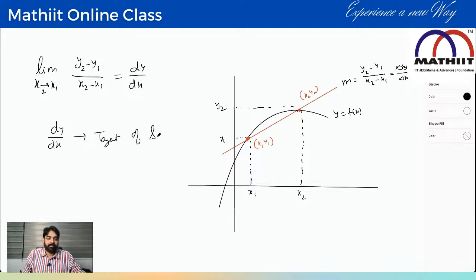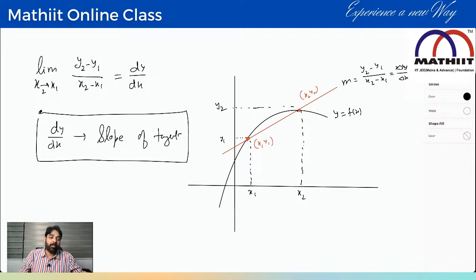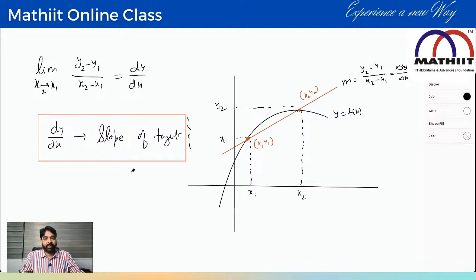Slope of tangent. Sorry, I thought wrong. Slope of tangent. So dy by dx is the rate of change of y, but rate of change of y is nothing but the slope. That's why dy by dx represents slope also. So whenever I ask what is the meaning of dy by dx, you have to say slope of tangent. Whenever you are looking at the curve perspective, we have to say dy by dx is nothing but the slope of tangent.